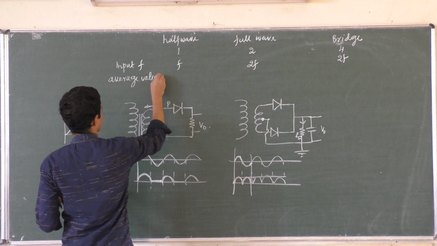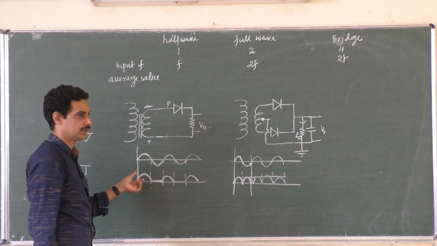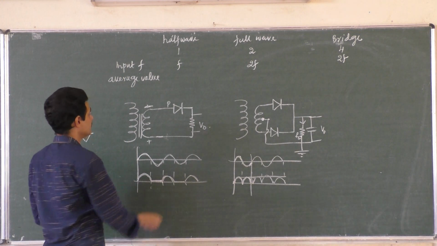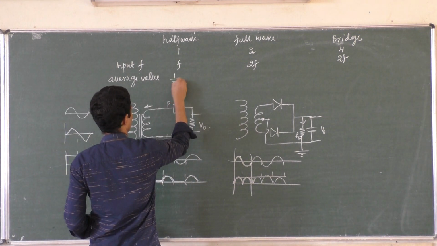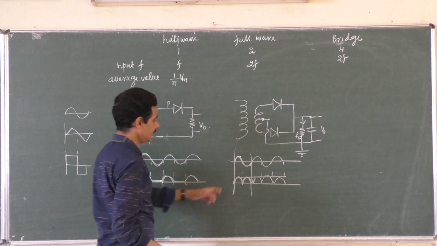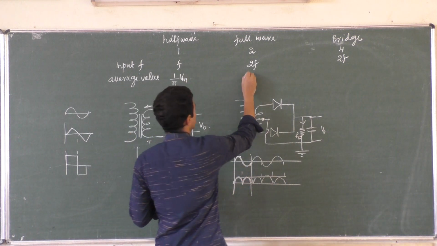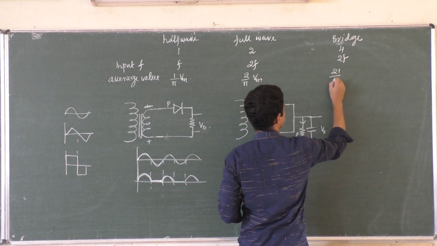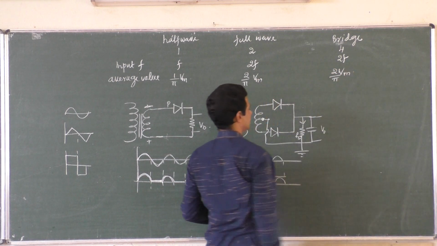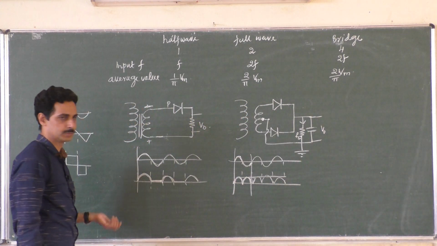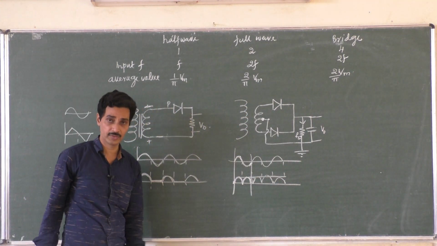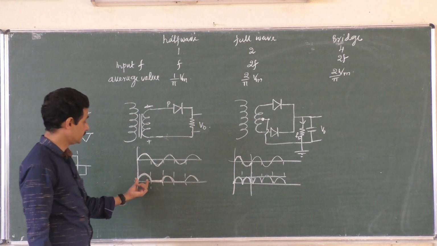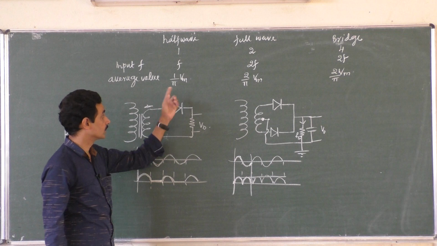Average value of output. And remember, here the average value is not 2 by pi times the peak value. I don't go for the explanation and all. Average is only 1 by pi times the peak value. What about here? Here it is having both the cycles, so 2 by pi times the peak value. That is the average value of the output, right? I am describing the output of half wave and full wave. Input average value is 2 by pi times peak value. This output has only one cycle, so 1 by pi times.